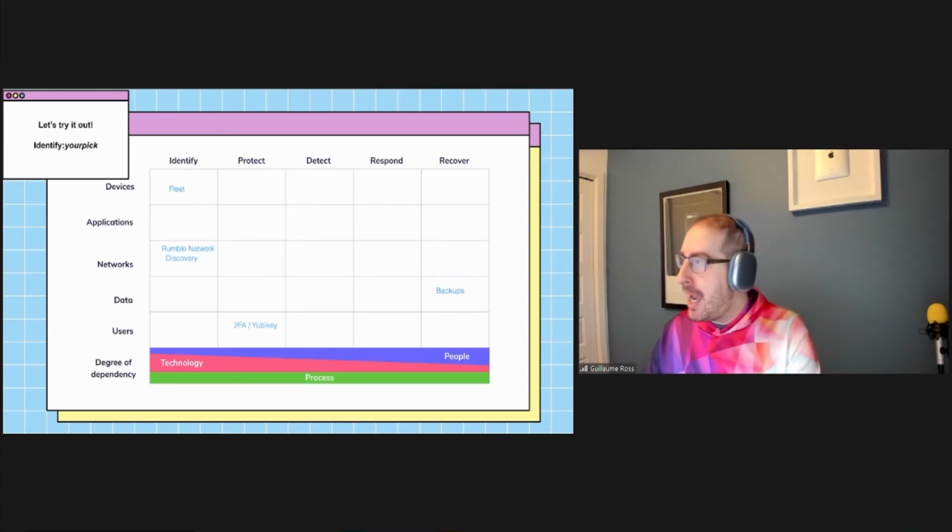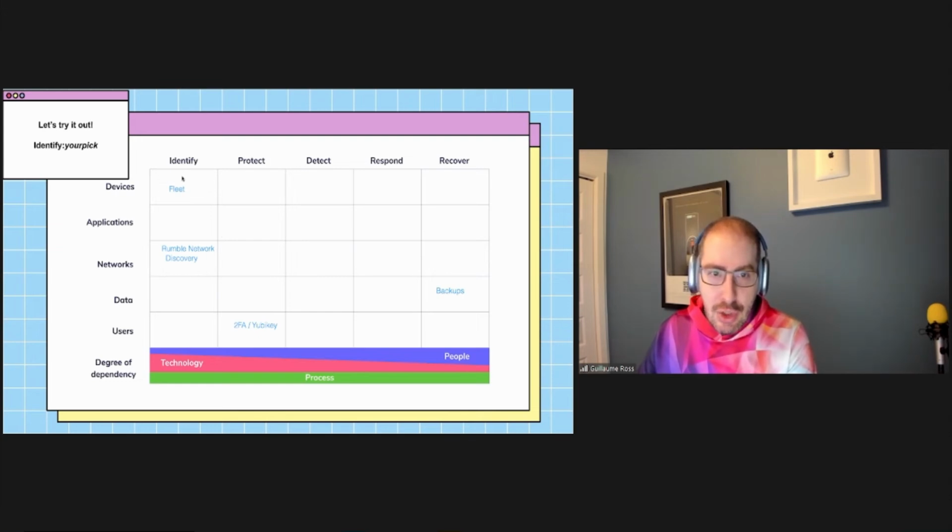So if you had to draw Rumble, you could draw a rectangle that goes from devices identify to networks identify. So Rachel, I don't know if you want to update your little drawing there. Thanks a lot. So you can draw a square and put Rumble in it, and then maybe move Fleet to the side.